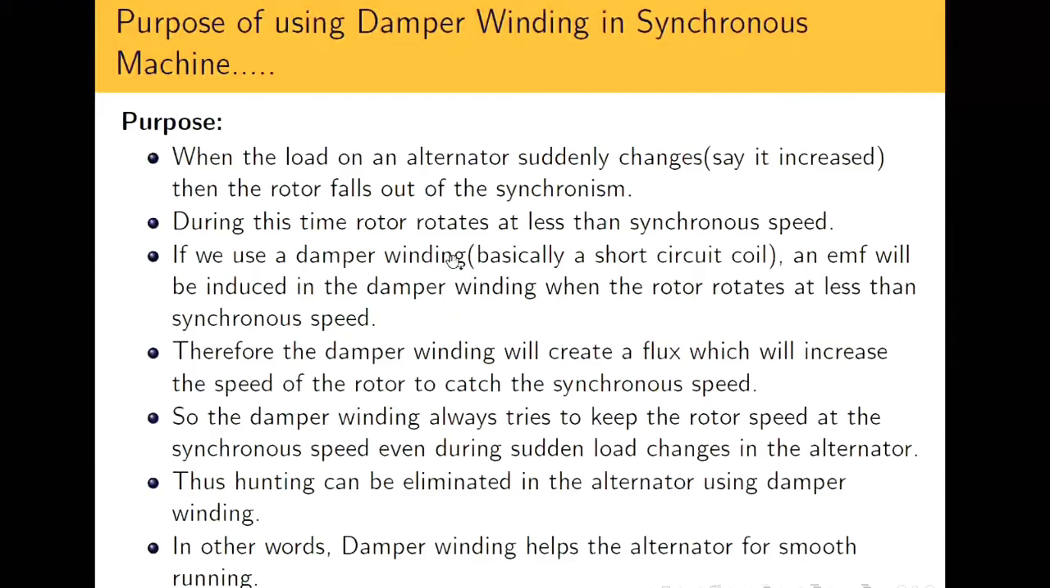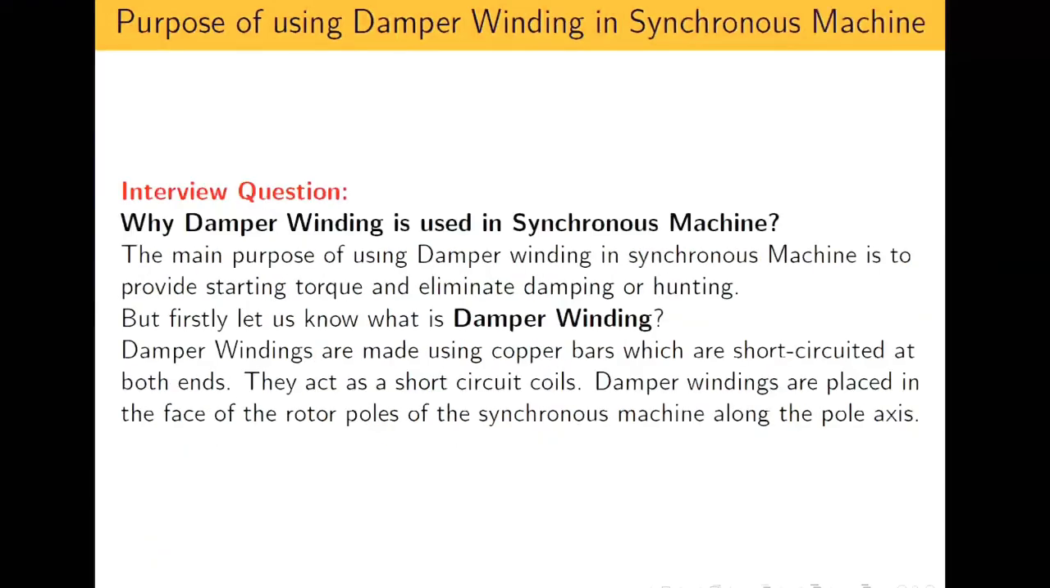So the damper winding will always try to keep the rotor speed at synchronous speed, even during sudden load changes in the alternator. In that way, the hunting can be eliminated in the alternator using damper winding. So for smooth running of the alternator, damper windings are used. So this is what I wanted to explain.